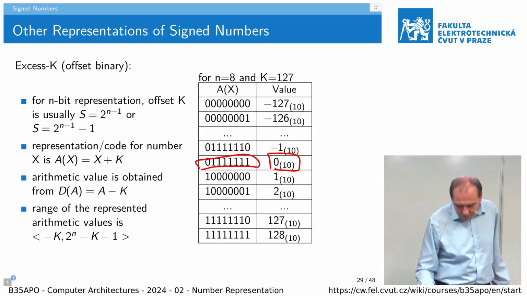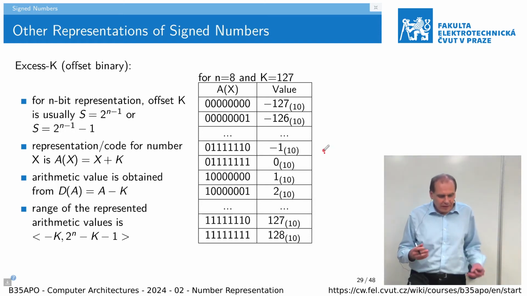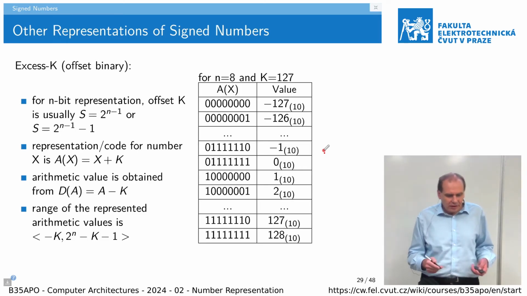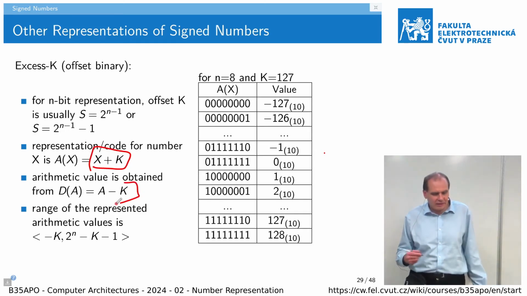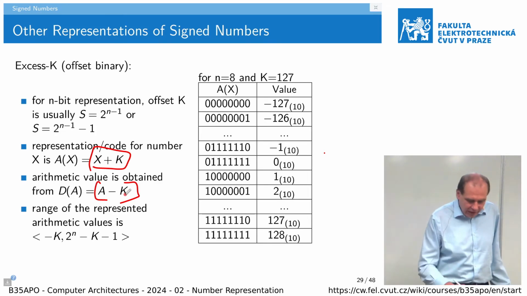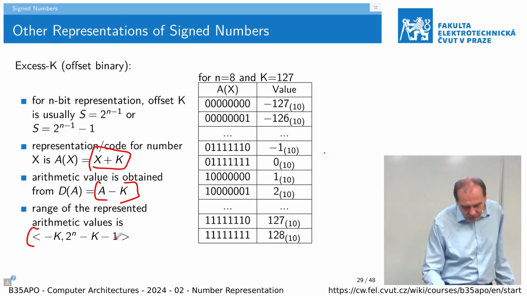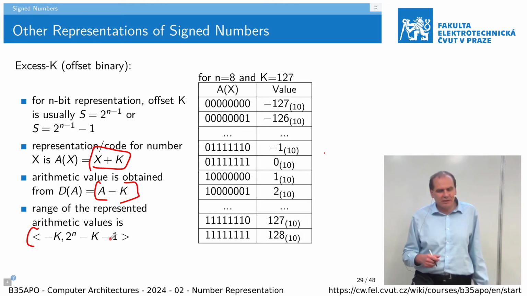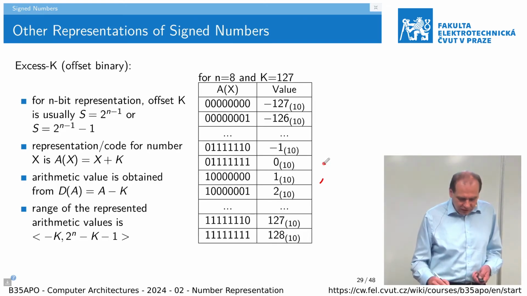Do you see it? If we want to convert to the representation, we add the offset. If we want to return to the arithmetic meaning of the given bit combination, we subtract the offset. And the range is from minus k to 2 power n minus k minus 1, because we cannot reach the modulo. Okay, so it is the same as for the unsigned numbers.